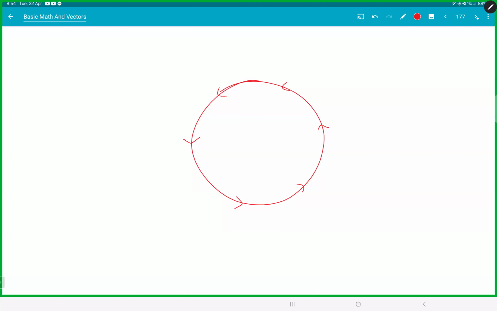Remember? By using right hand thumb rule, the curl of the fingers will give you the rotation. The thumb will give you the direction. So it's a pseudo vector. It is not a real vector, but it saves your time.